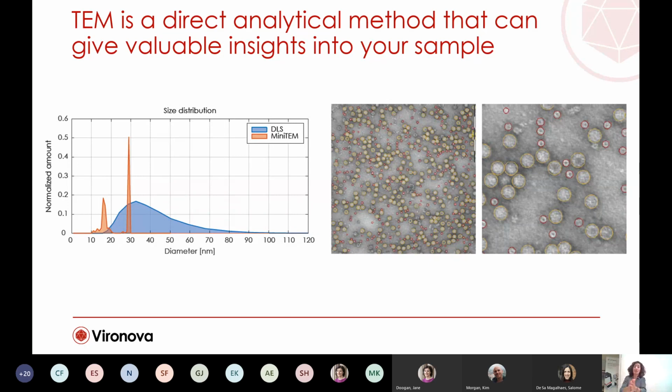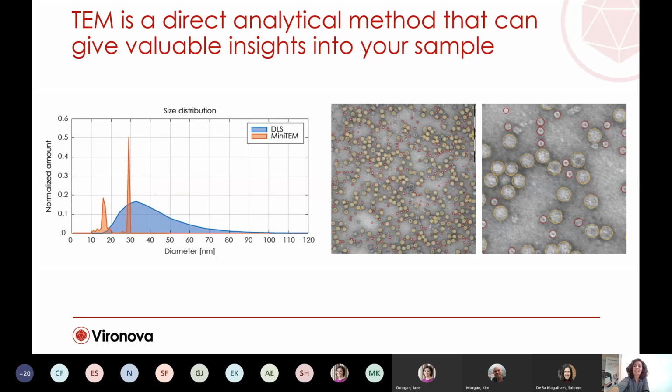This is just an example where we're comparing two different methods. The MiniTEM, which is our direct analytical method, or the TEM imaging, and we're comparing this with dynamic light scattering, which is sort of an indirect method, looking at the movement of particles in a solution and taking the size information from that. The sample that we are looking at here is an AAV sample.